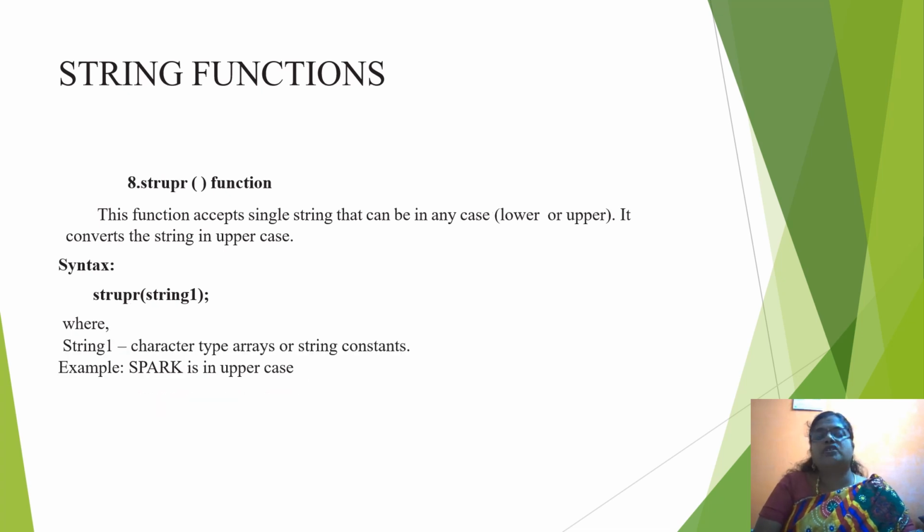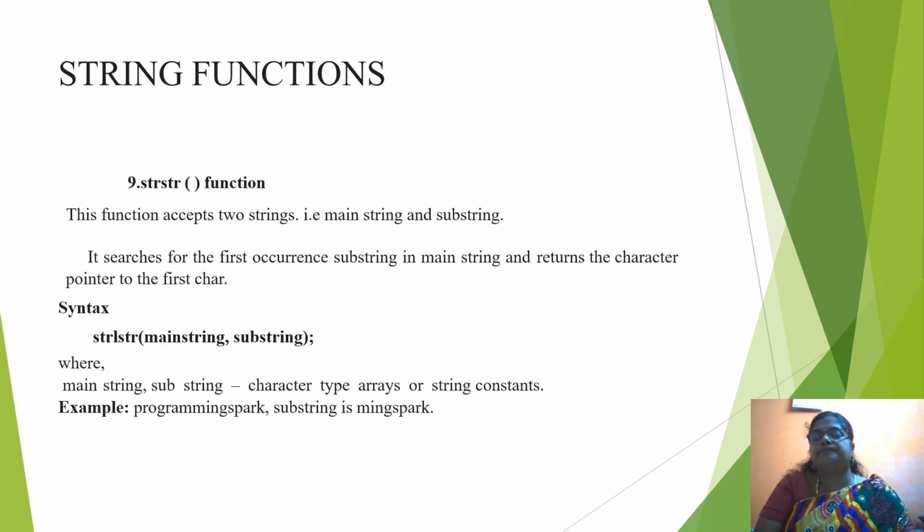The strupr function accepts a single string that can be in any case, lower or upper. It converts the string to uppercase. strupr(string1), where string1 is a character type array or string constant. Example: "SPARK" is in uppercase.